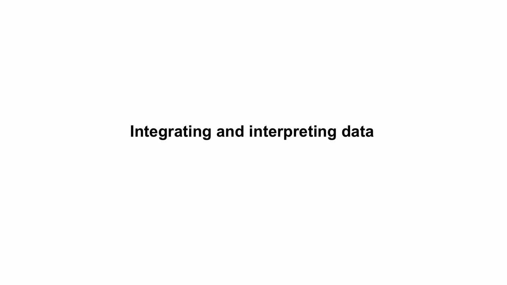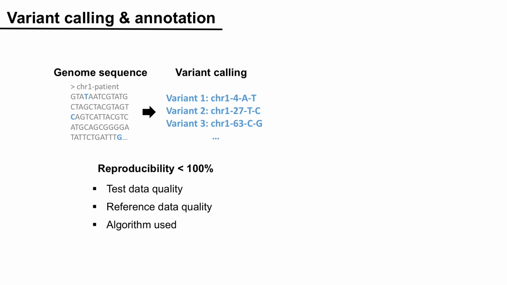Next topic. Integrating and interpreting data. The first step of genomic diagnosis is finding variants from the patient, called the variant calling step. This step is not 100% reproducible, as it involves complex processes. The result depends on the quality of test data and reference data. It also depends on the variant calling algorithm you used.